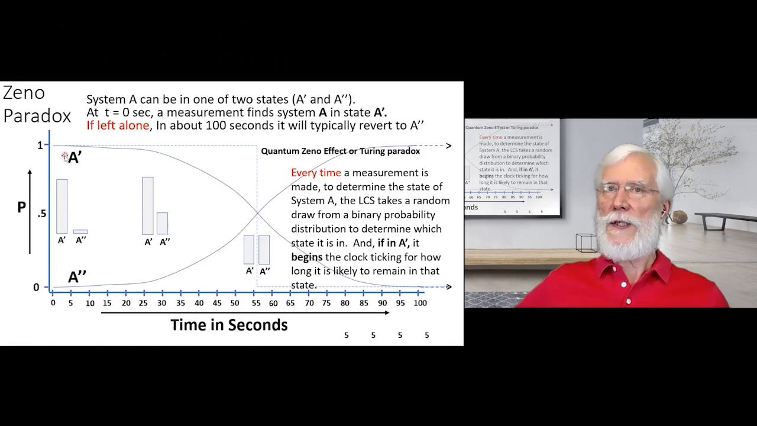Well, that's a very simple explanation. This clock being reset is a very simple explanation of the Zeno paradox in terms of virtual reality, because I'm just hypothesizing, if in state A prime, then start the clock, as code. Okay, so it's kind of a simple version of the Zeno paradox. It could be a lot more complicated than that. Could be a whole lot more complicated.